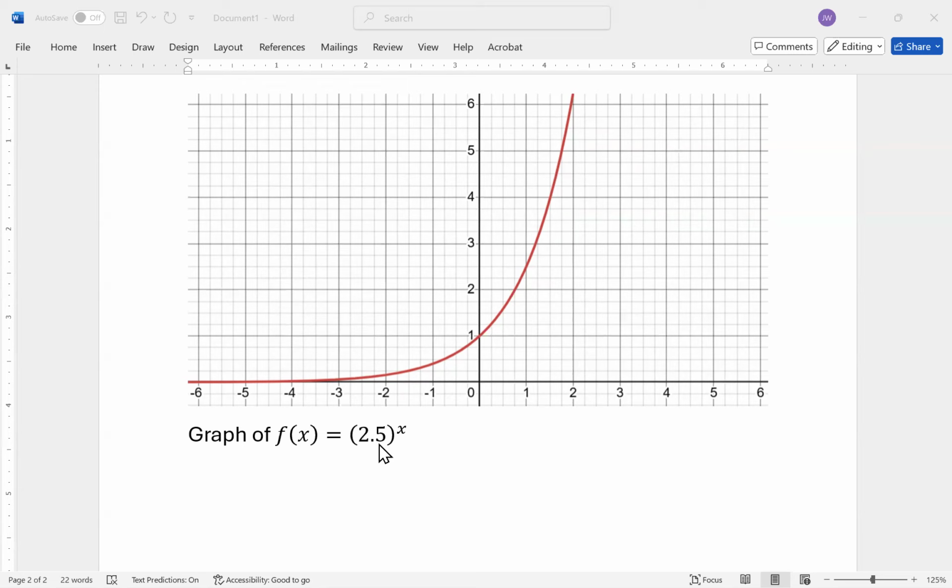By the way, the reciprocal of 2.5 is 0.4, and it does look like this graph also goes through the point (-1, 0.4). Might be hard to see exactly if this is like a 2.5 or a 2.52, but it does look approximately like it goes through the point (1, 2.5).